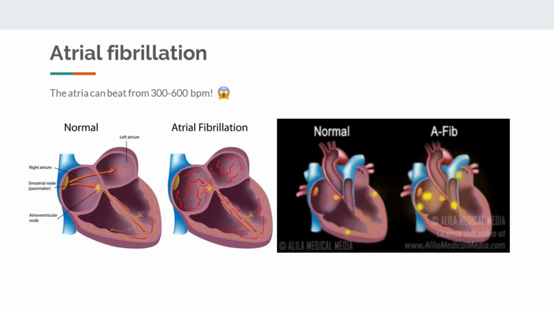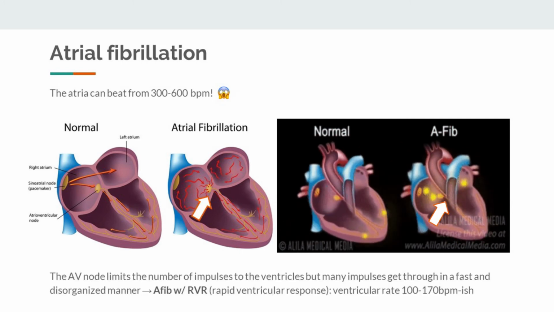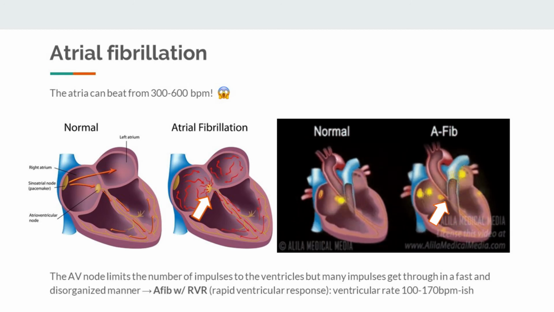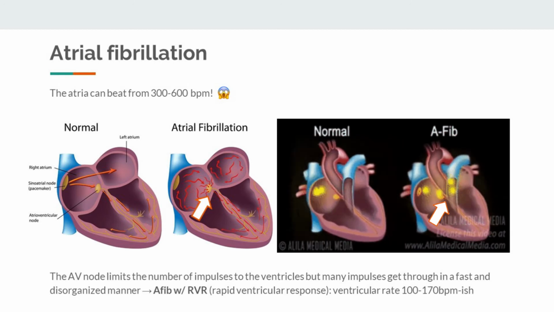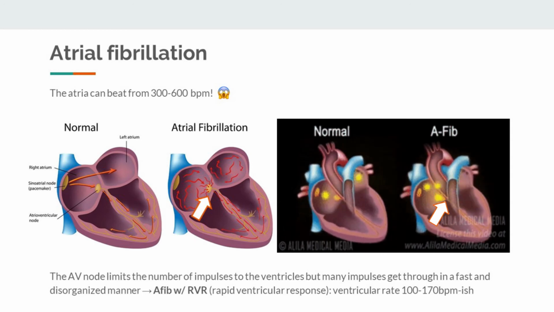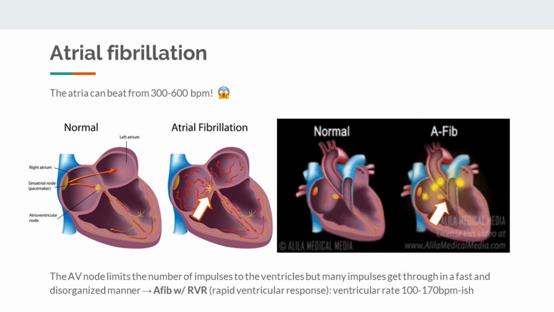Even though the atria are firing off at 300 to 600 times a minute, the heart has a sort of safety mechanism where the AV node limits the number of these impulses from being conducted down to the ventricles. Still, many of them are able to get by, causing the heart to beat at a rate that is quicker than normal, somewhere in the 100 to 170s range. This is called AFib with RVR, where RVR stands for Rapid Ventricular Response.